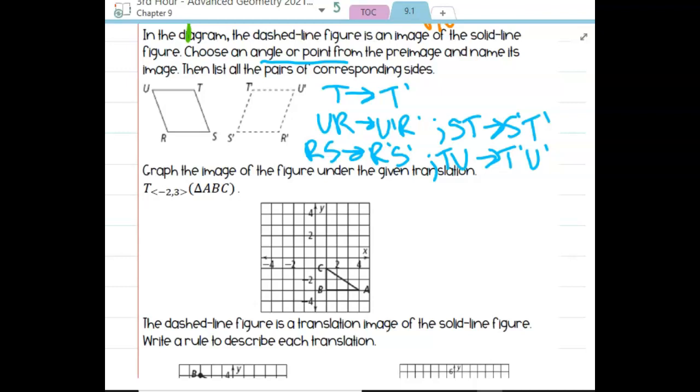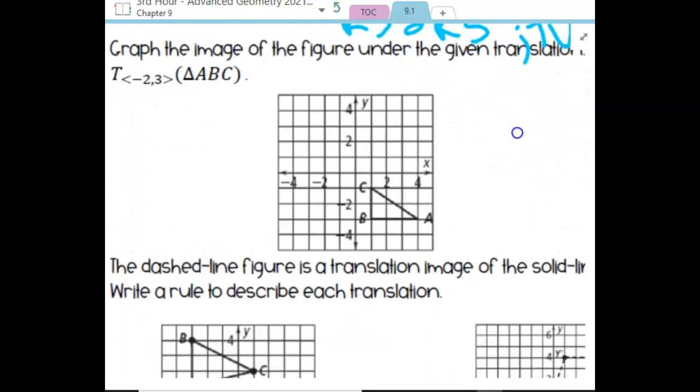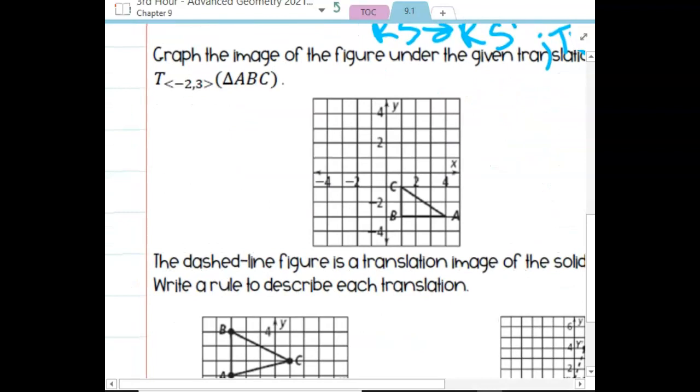Okay, now let's actually do some translating here. So I would say probably the most difficult part about today is just the notation because it's new. But once you get the hang of it, not too bad. So what we have here, we have triangle ABC. If you look at the rule here, we are going to translate triangle ABC according to this rule right here.